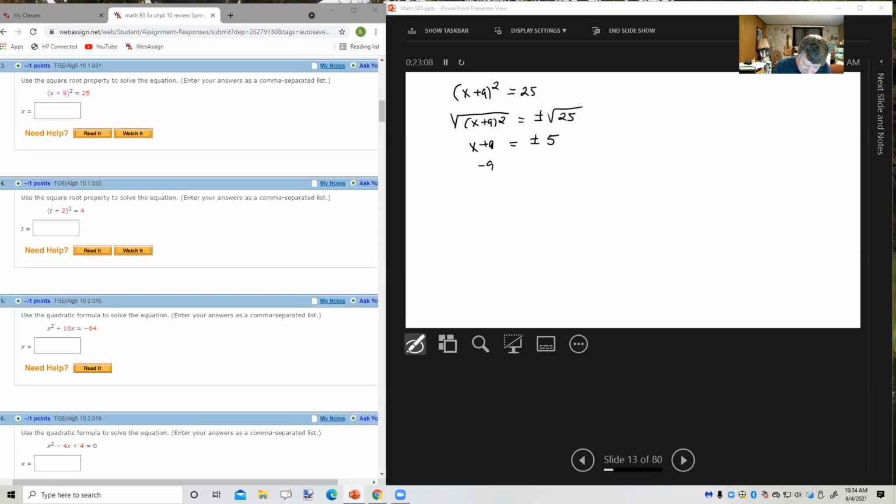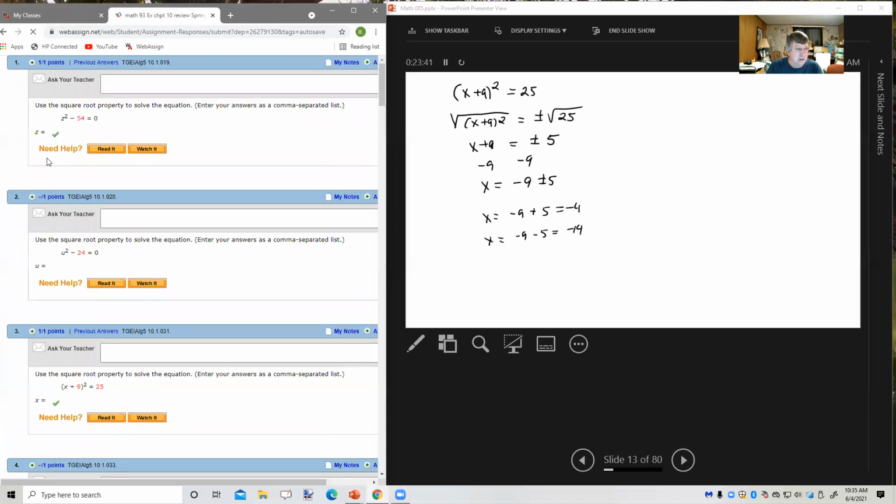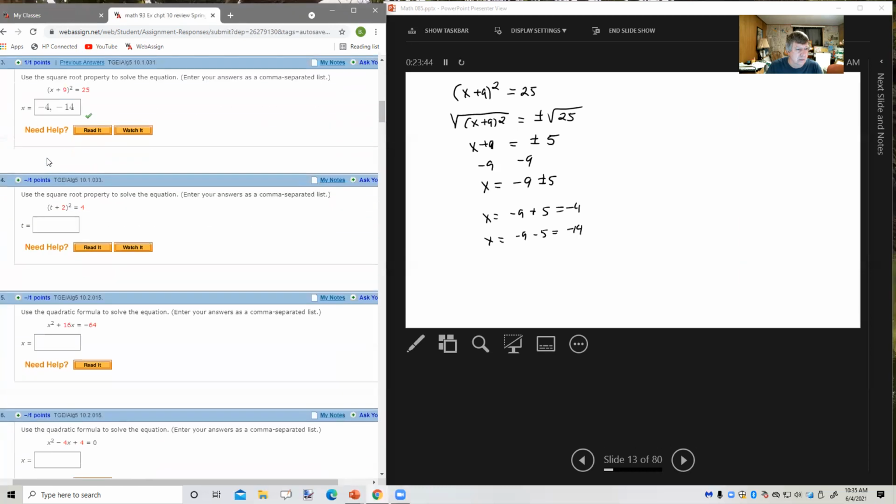To solve for x, we'll subtract 9 from both sides. So x equals negative 9 plus or minus 5. So let's see. Negative 9 plus 5 would be negative 4. Negative 9 minus 5 would be negative 14. So here I have negative 4, comma, space, negative 14. And all right, I'm 2 for 2.